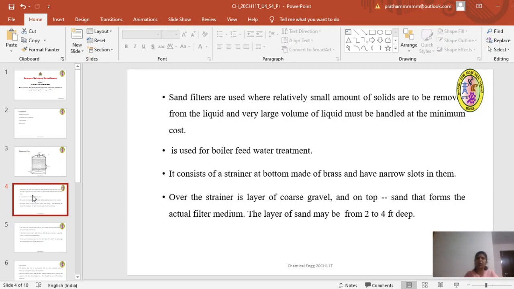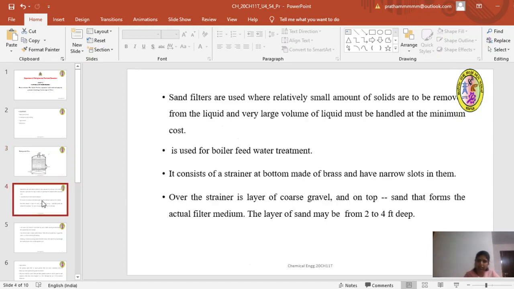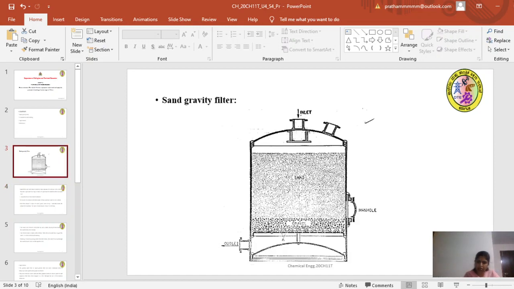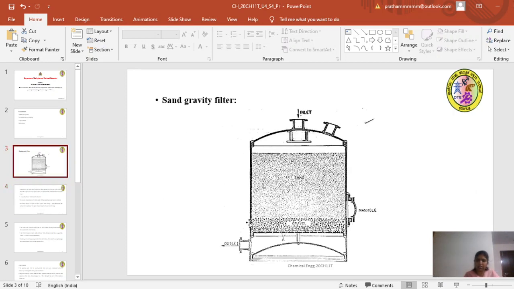What exactly is the construction of it and what is it made up of? It consists of a strainer at the bottom, made of brass, with narrow slots in it, as I have shown here. You have a strainer, or the mesh, at the bottom, which is usually made of brass and has narrow slots. Over the strainer there is a layer of coarse gravel material. On the top of the gravel material you have sand.